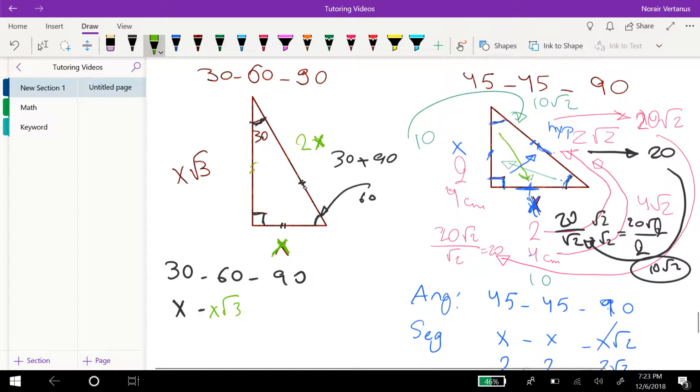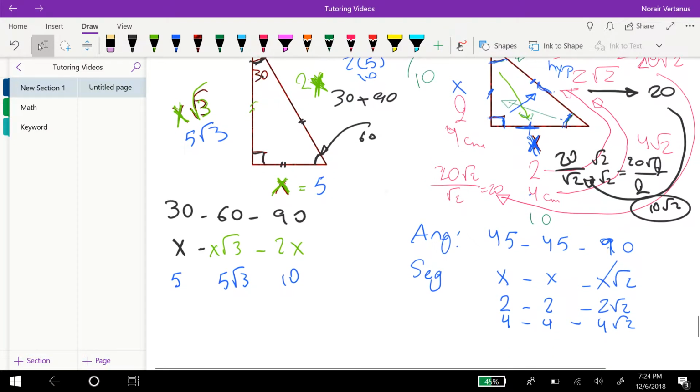See, we have relations. One of them is x times rad 3, which is opposite to 60, and then 2x is opposite to 90, and x is opposite to 30. So always we're going to compare. If they say x, the smallest one, is equal to 5, then the side opposite to 60 is going to be 5 rad 3. And then the hypotenuse is going to be 2 times 5, which is 10.